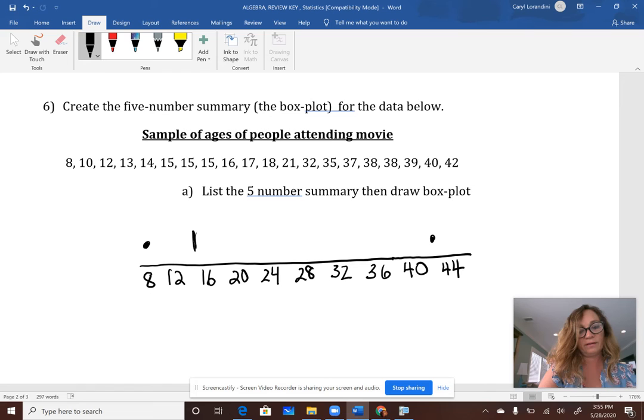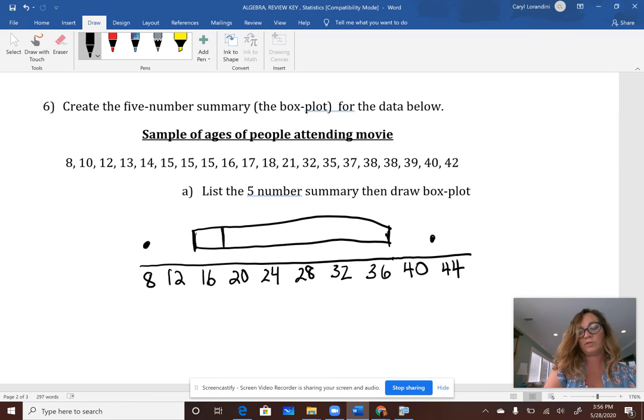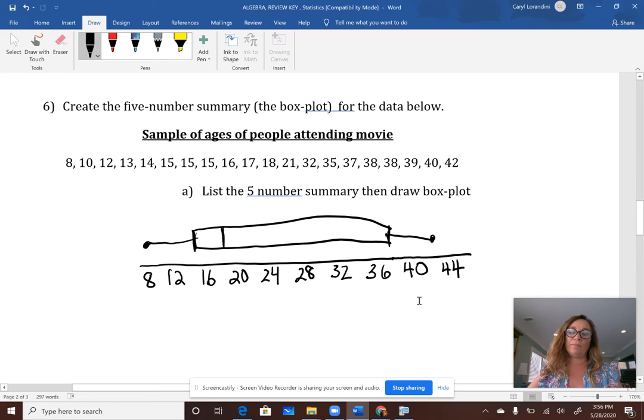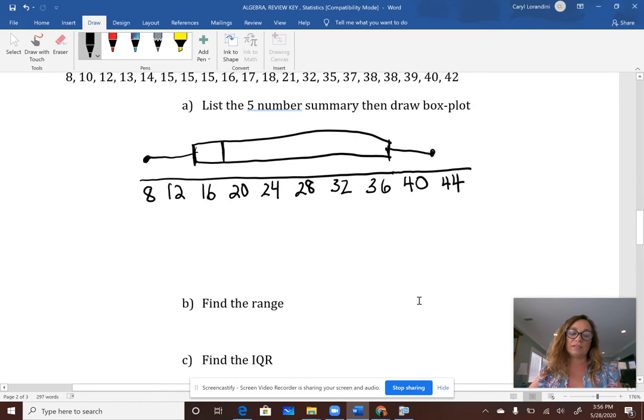14.5 around here. 17.5 around here. 37.5 around here. Okay, so notice the box is not very symmetrical, which means the data is slightly skewed. All good. Okay, so you would have to put the list. I'm going to put the list later just to save some time.